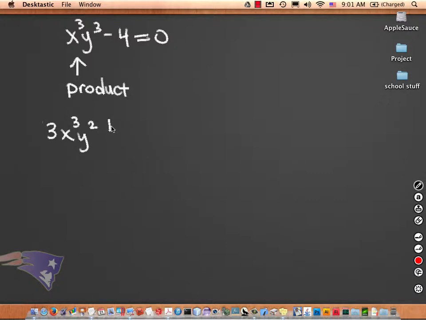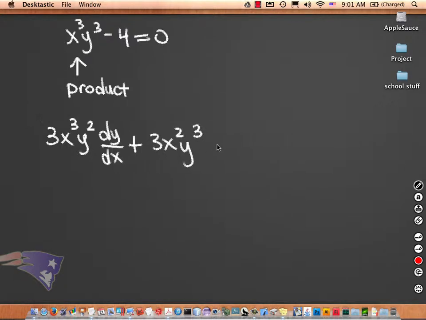Wouldn't it go first times the derivative of the second, dy dx? Oh, I don't understand. Sorry. Oh, no. Okay, it's done, because we break it down. I was doing the other one and I was like, what? Okay. dy dx, yep, plus 3x squared y cubed equals 0, right?